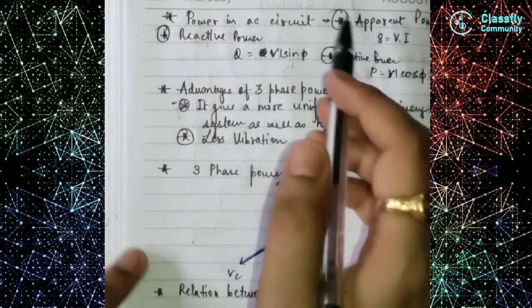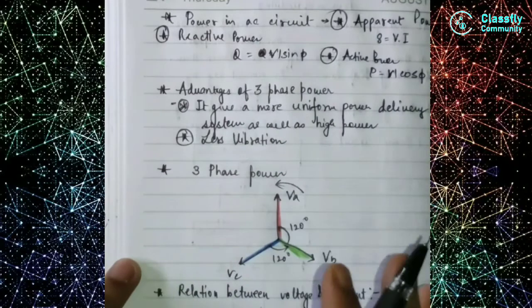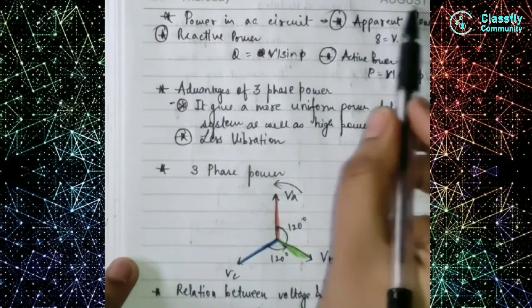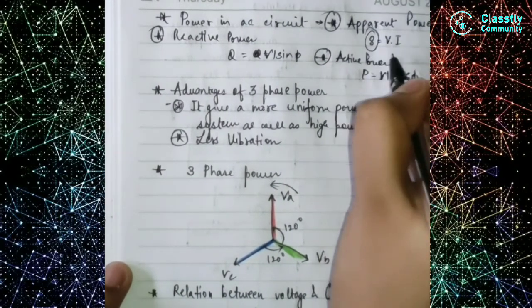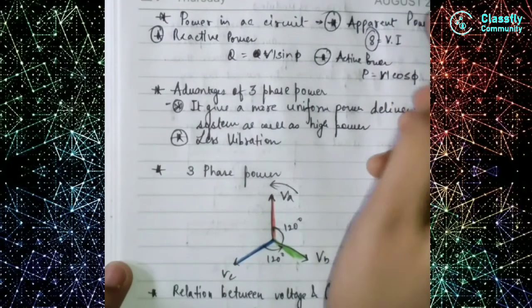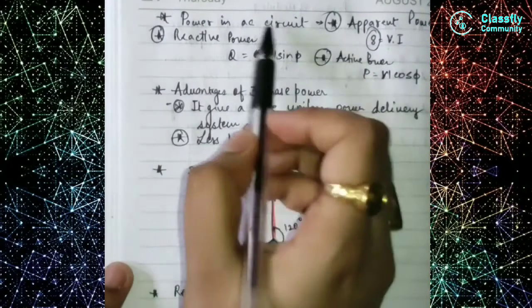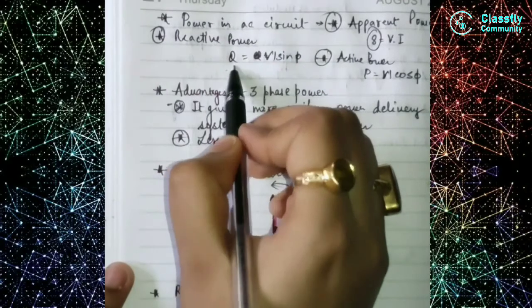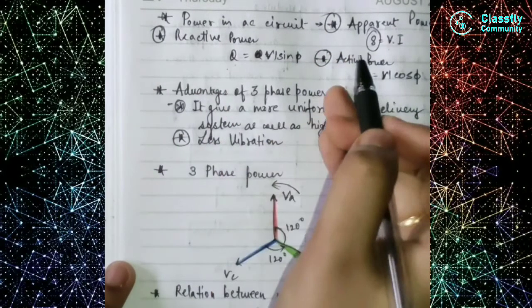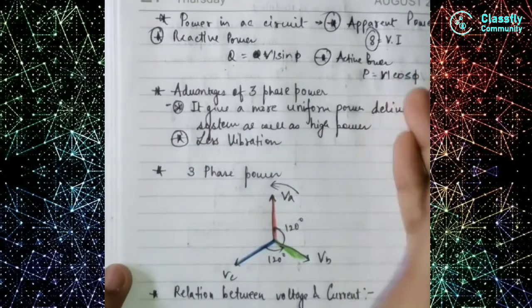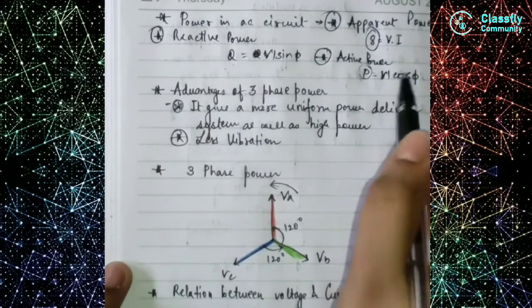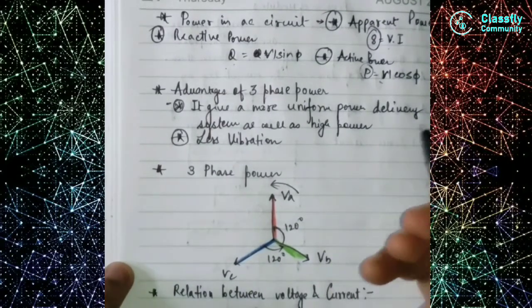Now see, there is the power in AC circuit. So there are three powers. First is apparent power. Apparent power is denoted by S and it is the multiplication of the voltage and the current. Reactive power is denoted by Q and its formula is VI sin phi, and just the opposite is the active power, represented by P, whose equation is VI cos phi.